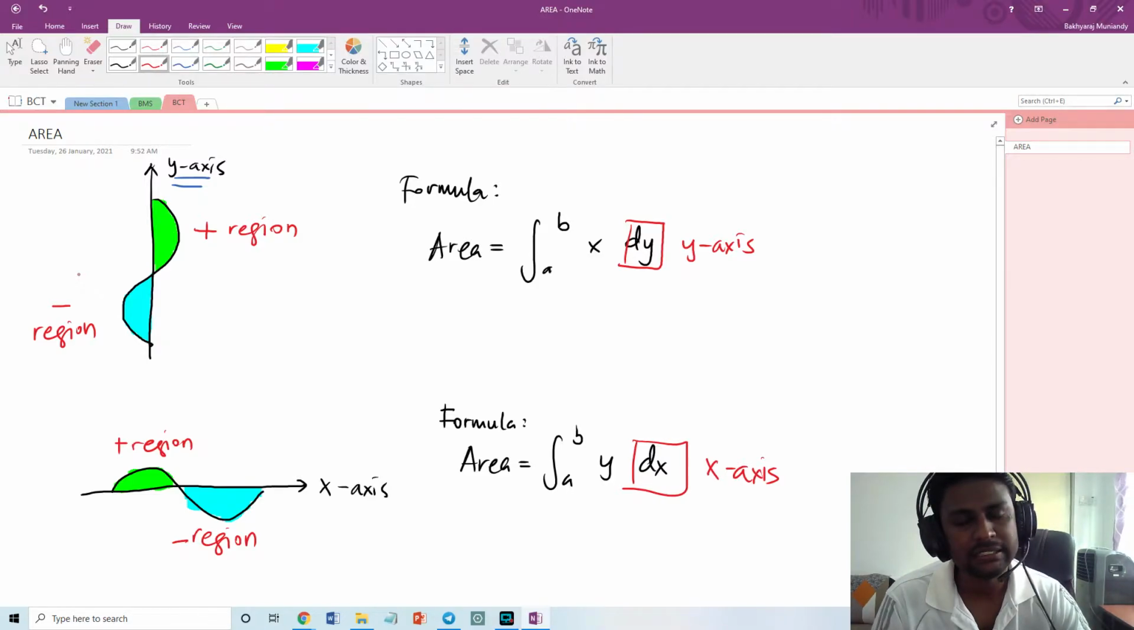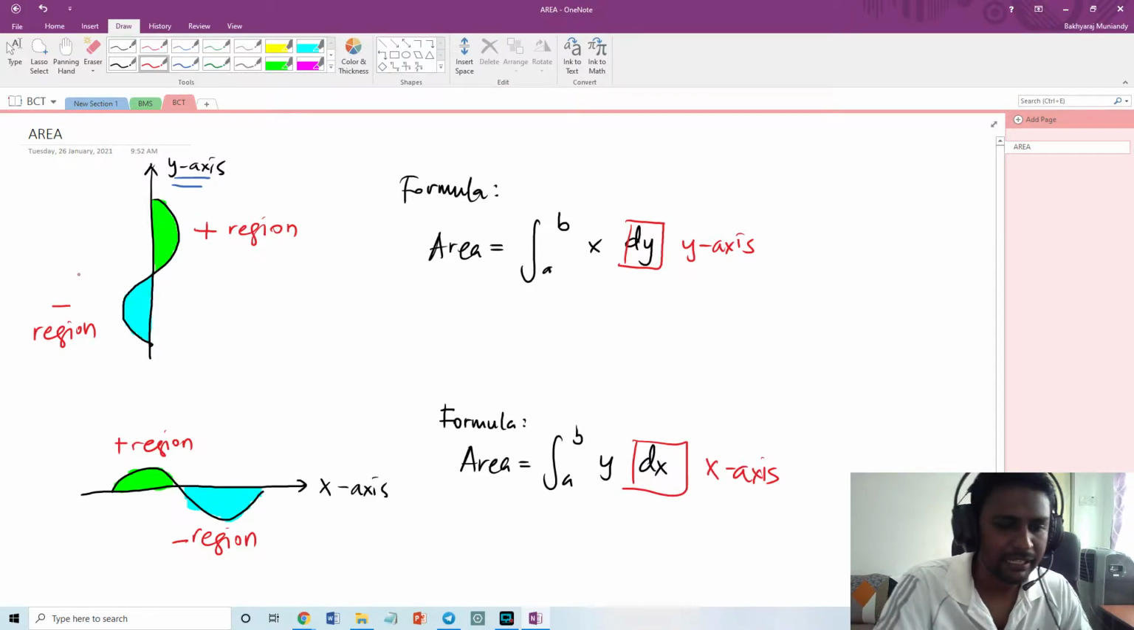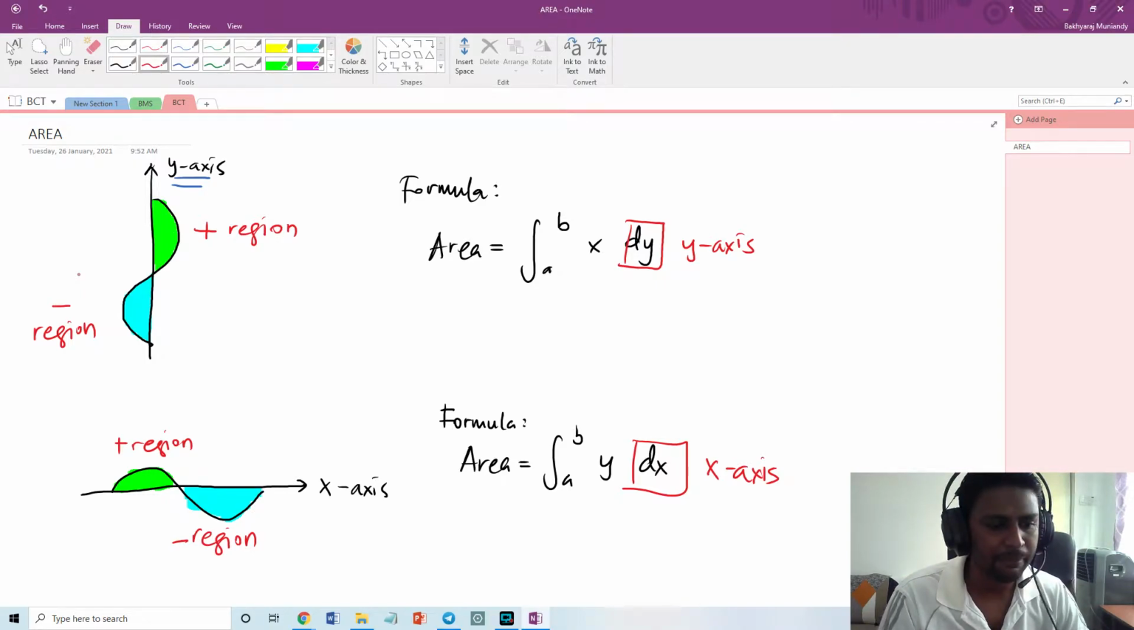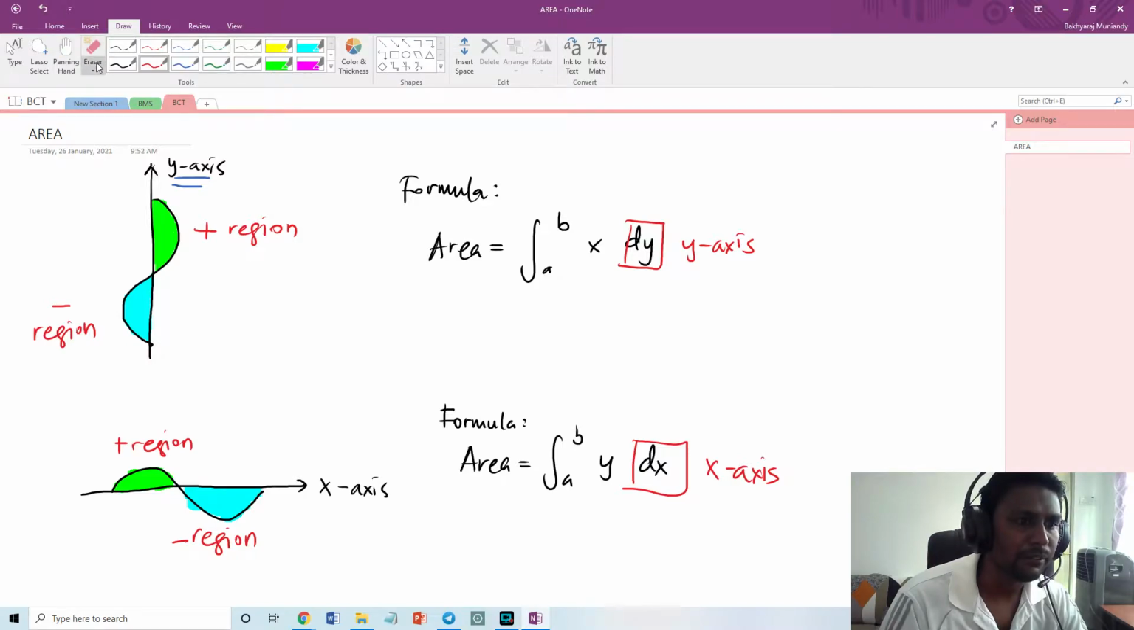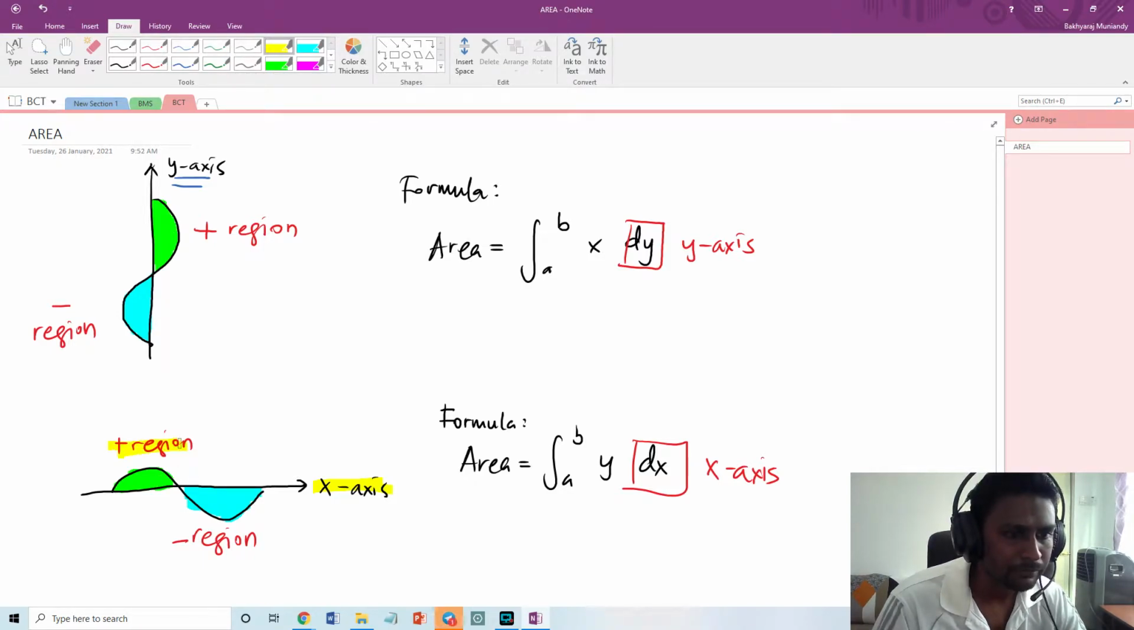Last Thursday, we studied positive and negative regions. For the x-axis, this is just to recall: we have a positive region and a negative region. Anything above the x-axis is the positive region, and anything below the x-axis is the negative region. This is what we saw last week.